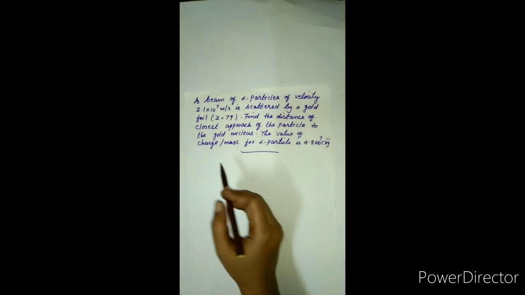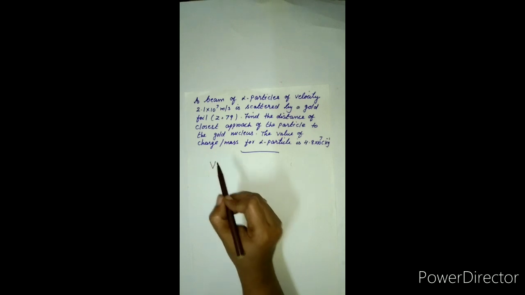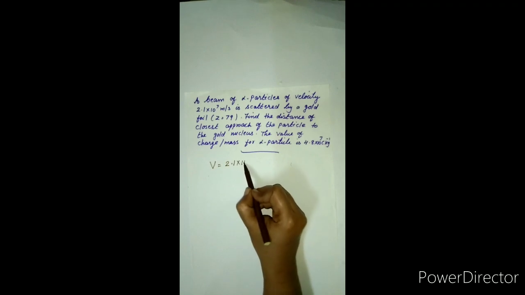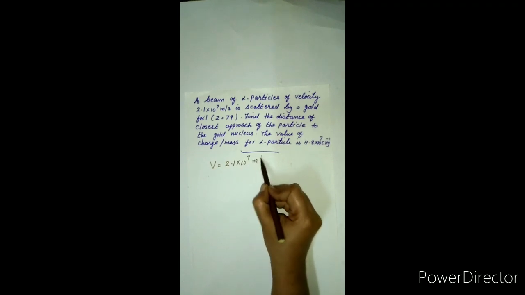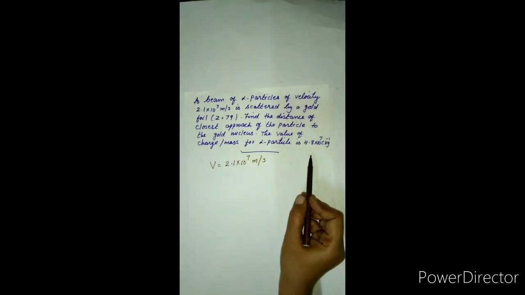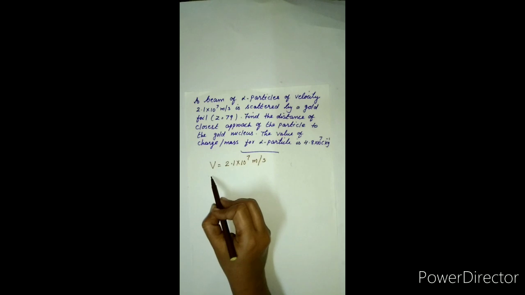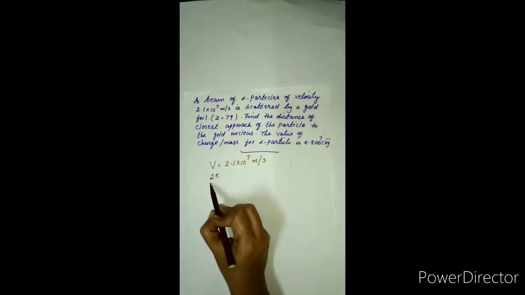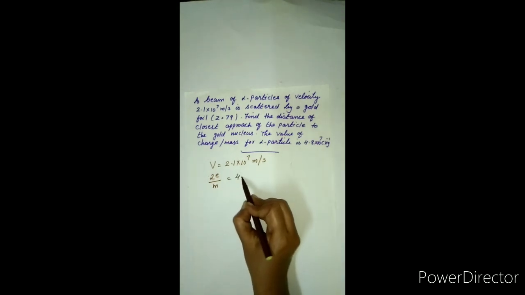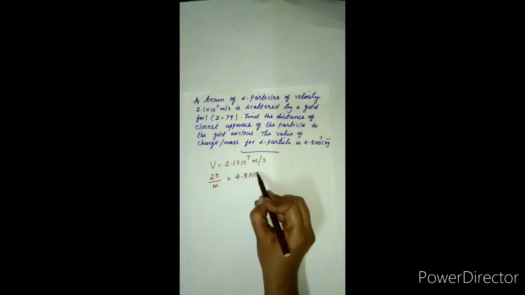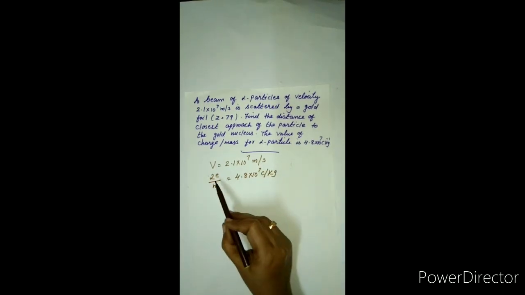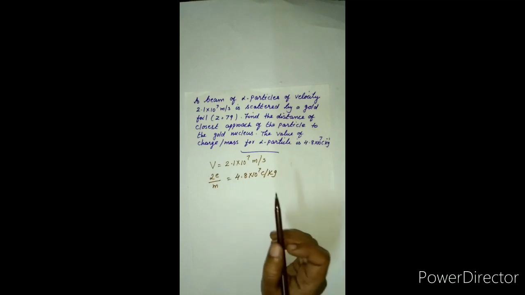So in this question, the velocity of the alpha particle is given. V equal to 2.1 into 10 raised to 7 meter per second. Then the charge per mass of the alpha particle is given. What is the charge per mass? Charge is 2e divided by mass, that is equal to 4.8 into 10 raised to 7 coulomb per kilogram. So this is the charge per mass of the alpha particle.